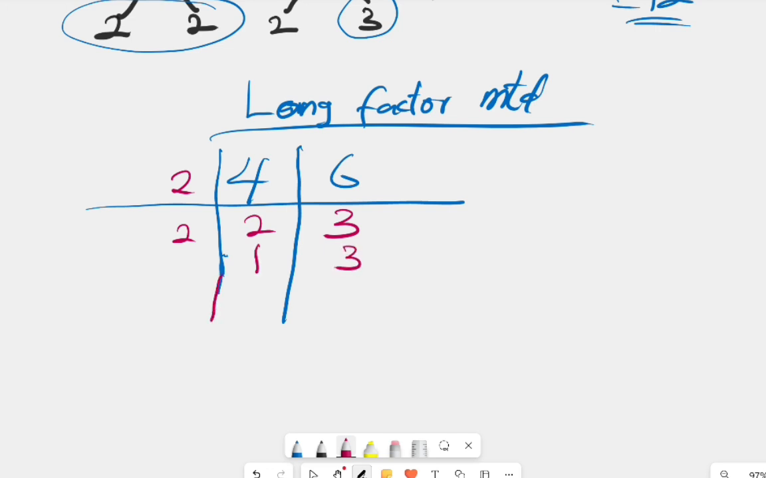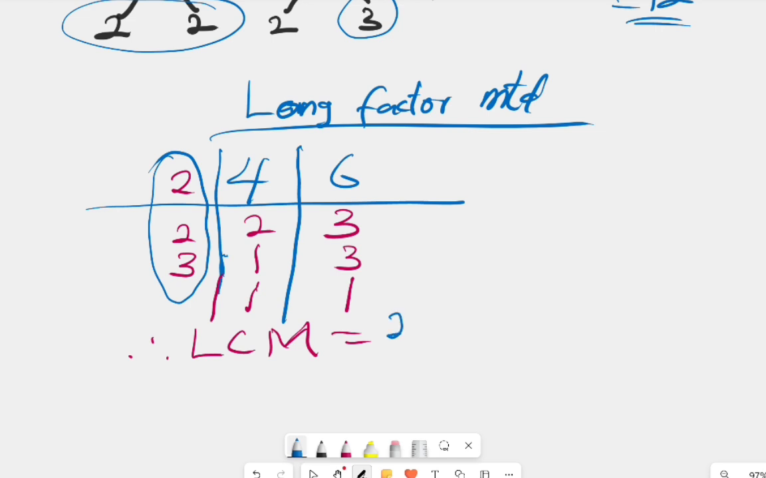Then we look for the next number that can divide any of them, which is 3. The next prime number, which is 3. 3 into 3 gives 1, and here 1. Therefore, LCM, which is lowest or least common multiple, is equal to, we have to pick all the factors here, which is 2 times 2 times 3, which is equal to 12.